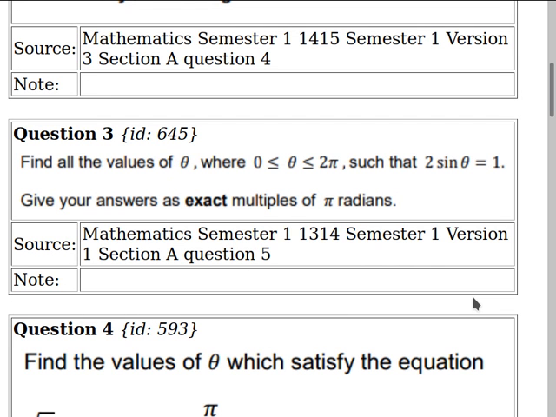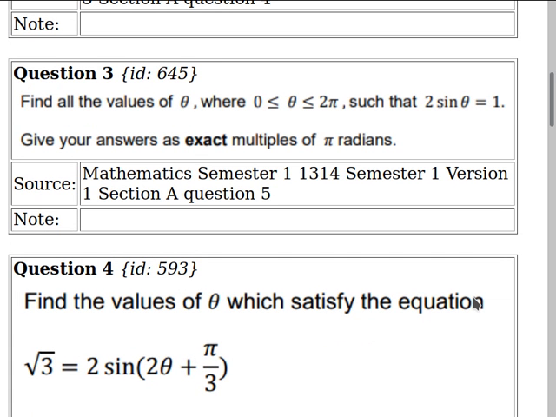Now, you should be getting quicker at these, right? So let's see. You should be able to do this one pretty quick, because how many answers are there for number 3? 2 answers. Off you go.